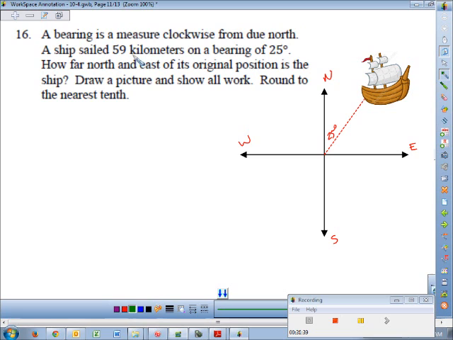How far did it sail? 59 kilometers. Everybody down with that? From where it started to where it currently is right now, 59 kilometers. Good deal? How far north and east of its original position is the ship? Well, all we need to do is do this. Connect that. And what angle is formed right there, my friends?